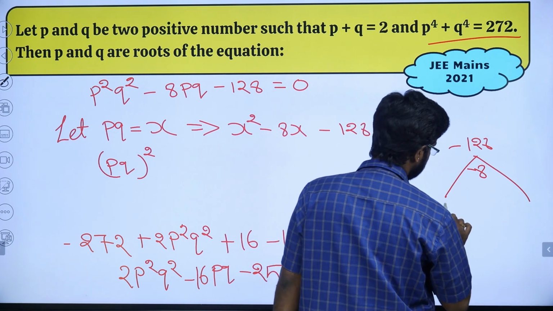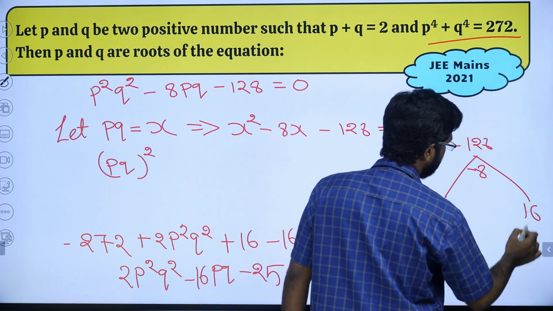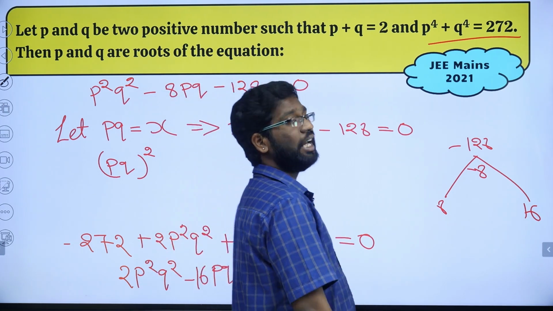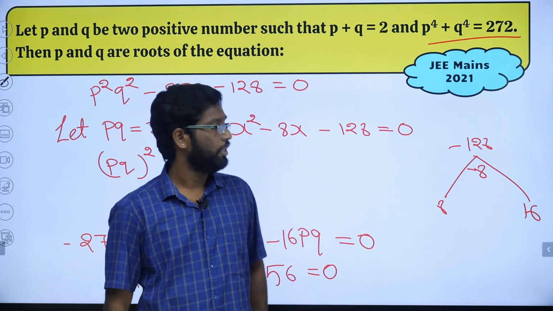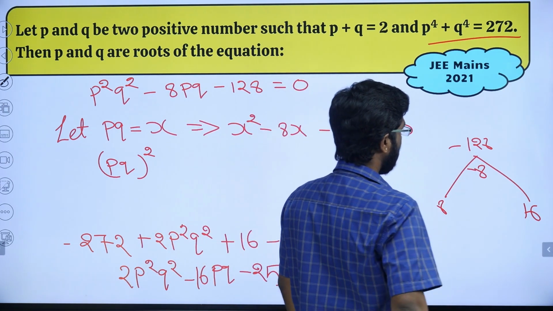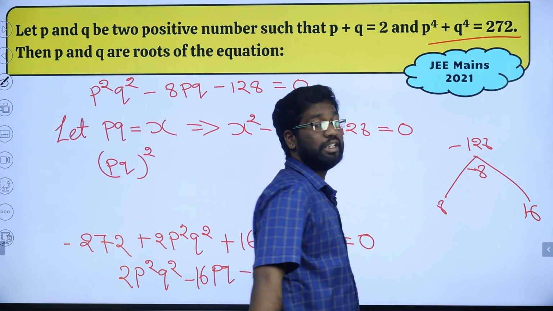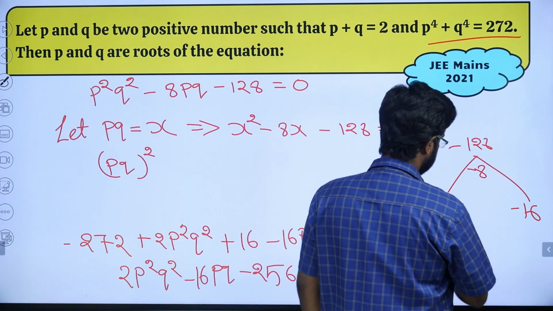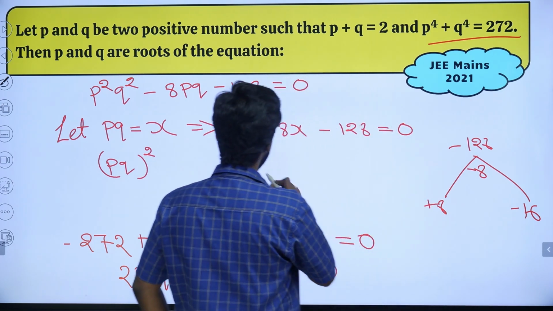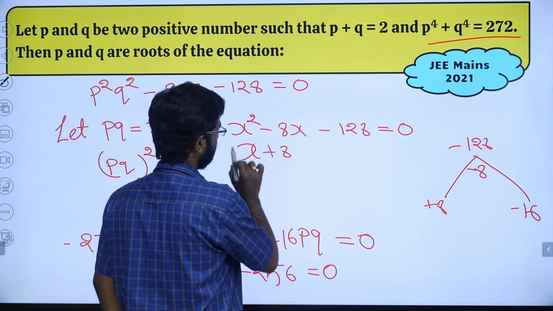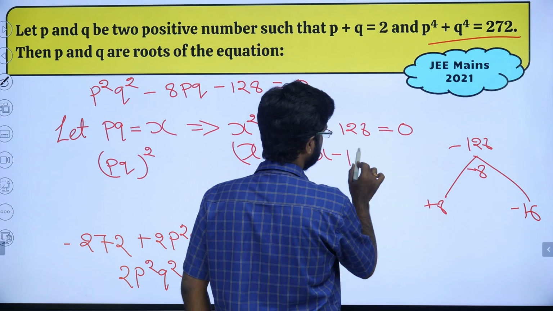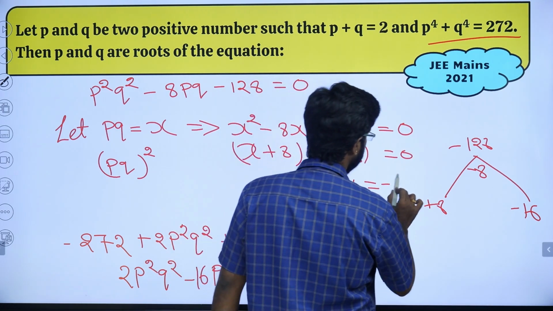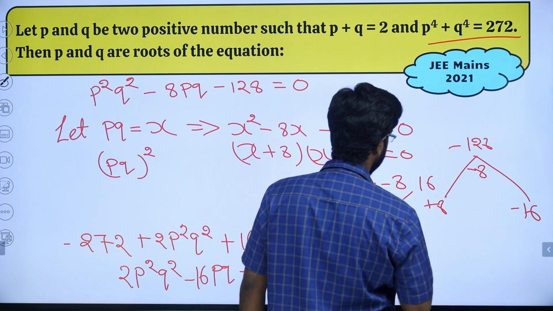So 8 16s are 128, my dear students. 9 16s are 144. So 8 16s, I'll get 128. So the product has to be negative, and the sum also has to be negative as output, my dear students. So minus 16 plus 8. So what I'll get? x plus 8 into x minus 16 equals 0. So the x value is going to be minus 8 and 16, my dear students.